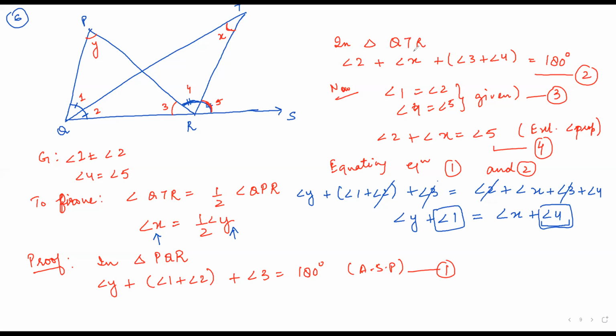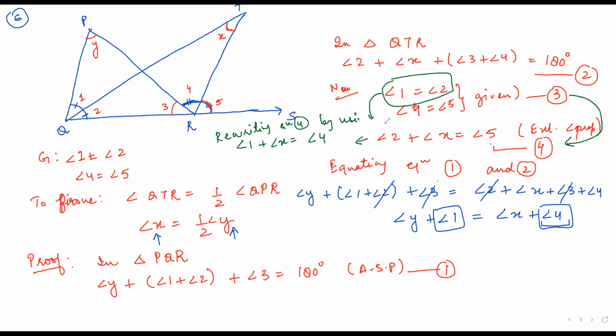If I just rewrite this equation, right? I'm using these results here. So in place of angle 2, I'm writing angle 1 from here. Angle 1 is equal to angle 2. Fine, Adil? Yes. Okay. And in place of 5, I'm again writing angle 4, right? So basically, the third result I've used in equation number 4. All right. Rewriting equation 4 by using third. So I have used third and I have rewritten my fourth.